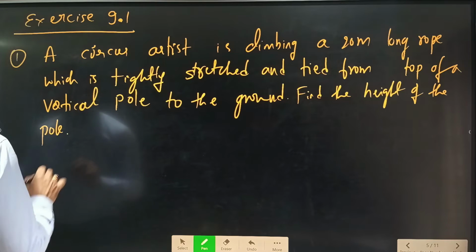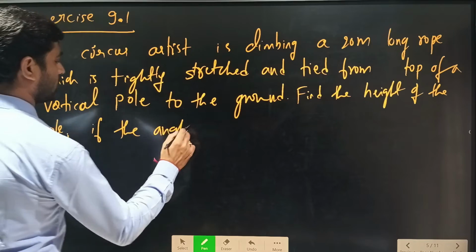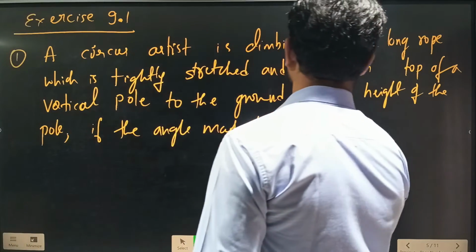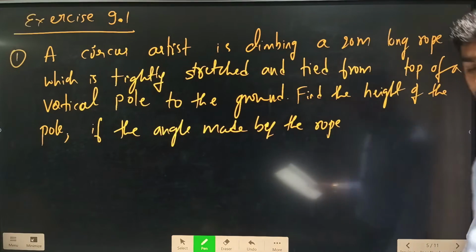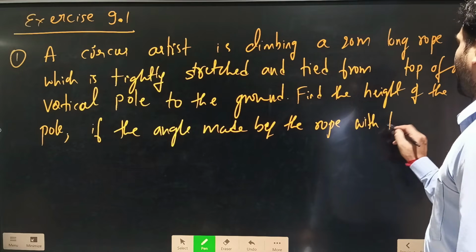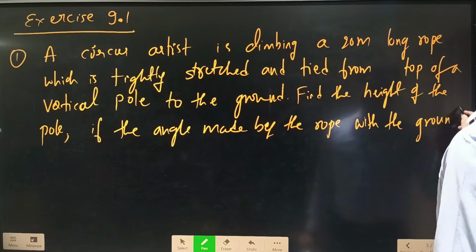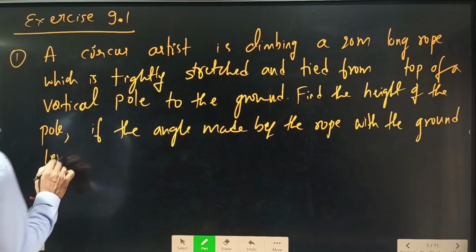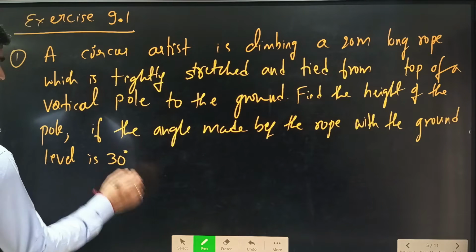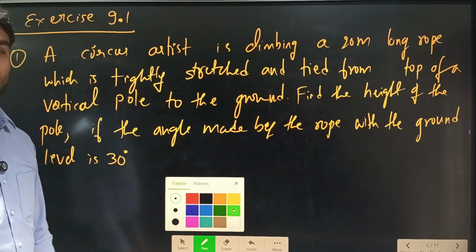If the angle made by the rope with the ground level is 30 degrees. So this is a concept. So just observe carefully. ಈ ಒಂದು ಕ್ವೆಶ್ಚನ್ ನೀವು ಅಬ್ಸರ್ವ್ ಮಾಡ್ತಾ ಹೋದ್ರೆ ಡಿಯರ್ ಸ್ಟೂಡೆಂಟ್ಸ್ ಏನು ಹೇಳಿದಾನೆ?